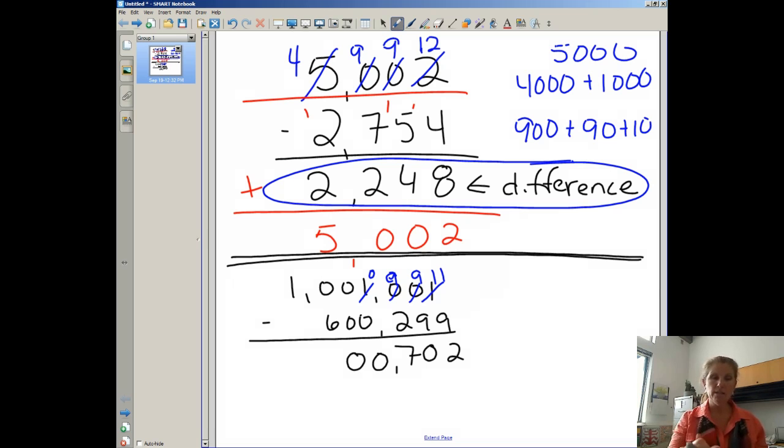I cannot take 6 away from 0, so I am borrowing. That becomes 0, and this becomes 10 because I'm only giving it to one thing. It gets all 10 of them. 10 minus 6 is 4. Now I have 0 millions, so I don't have anything left there. I'm going to check this. I think this is my difference. But I'm going to check it out.